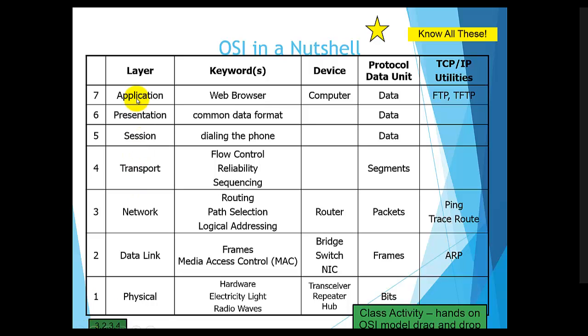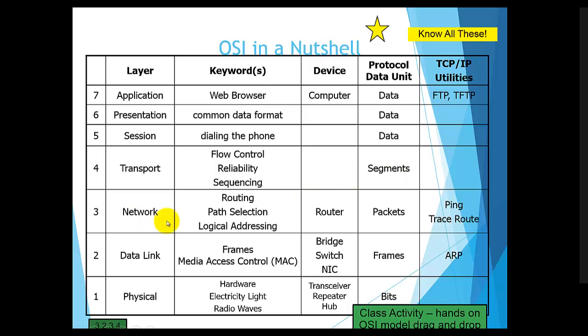Layer 7 is the layer that's closest to the end user. For instance, we give an example of a web browser. An end user might be at their computer and type in an address in a browser. Magic happens. Well, it's a little more than magic. It goes through these layers before it even goes out of the building to the web server and brings back the information. It starts out with a web browser, goes down to the presentation layer, which is a common data format, goes to the session, then it goes to the transport layer for flow control, reliability, and sequencing. At this point, when it breaks it apart, they're called segments.